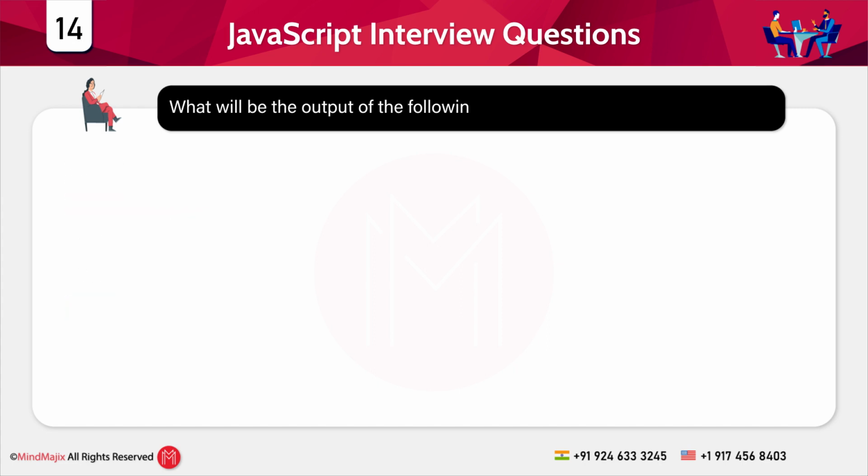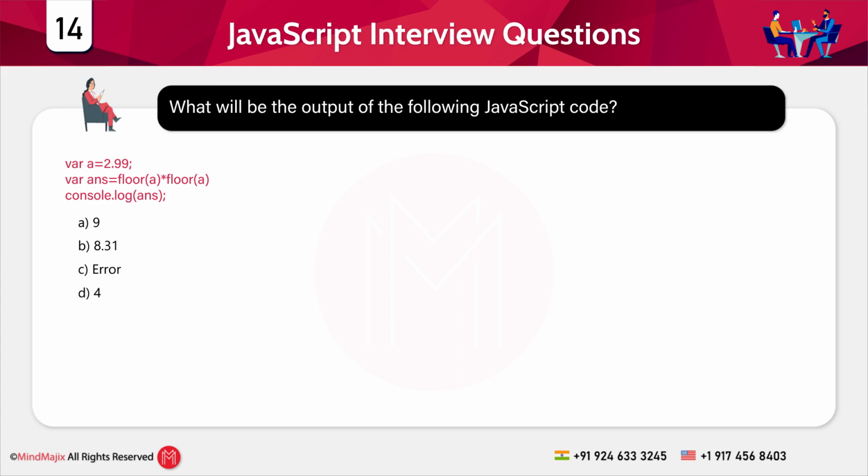What will be the output of the following code? a equal to 2.99. ans equal to floor of a times floor of a. Then console.log ans, so display the answer value. Now the options are 9, 8.3, 1, error, 4. So the answer is 4, because the floor method rounds off the value of the decimal number to its lower limit. So the floor of a will become 2. So it results in 2 times 2, which becomes 4.